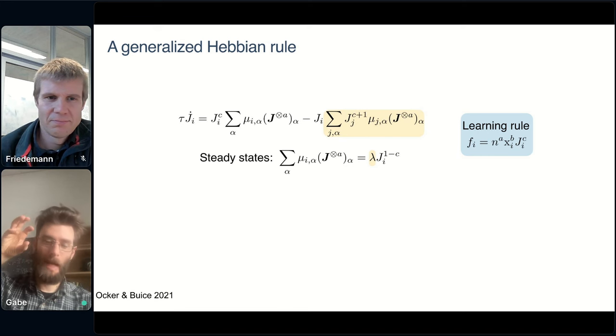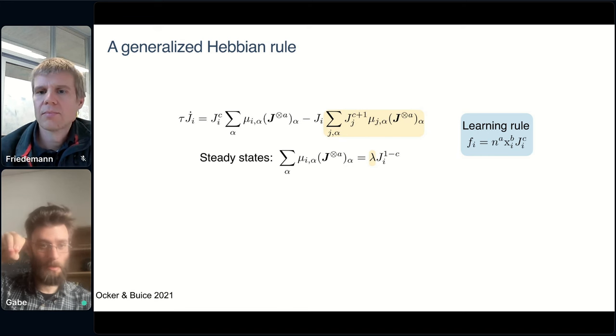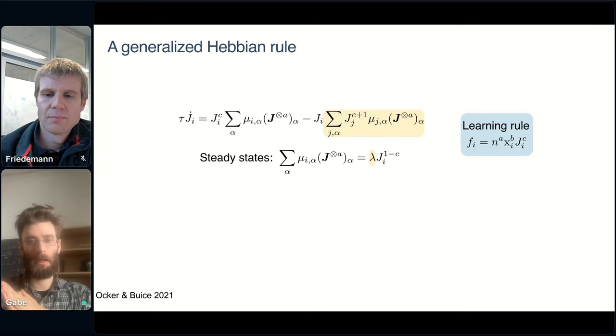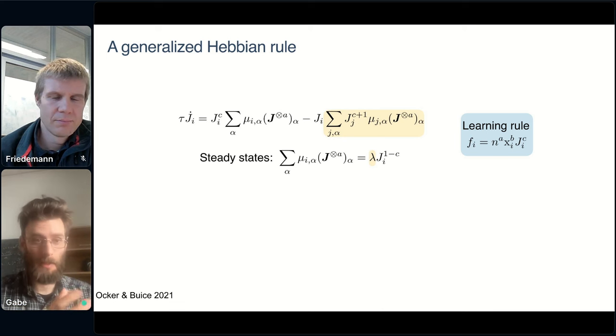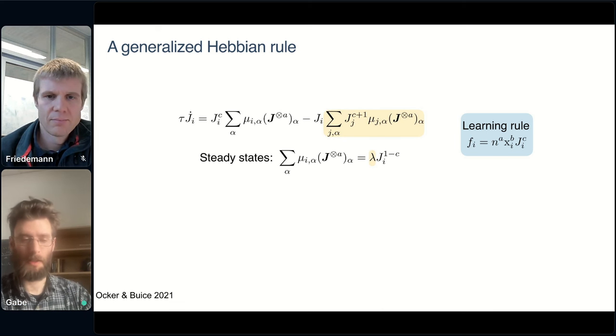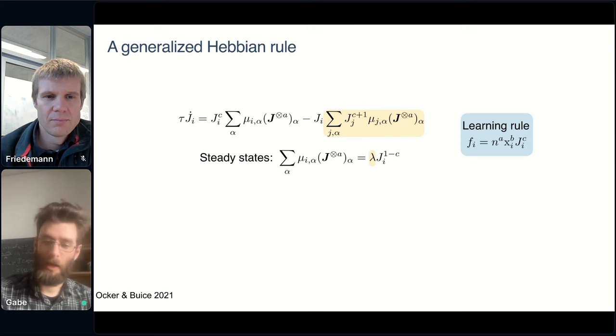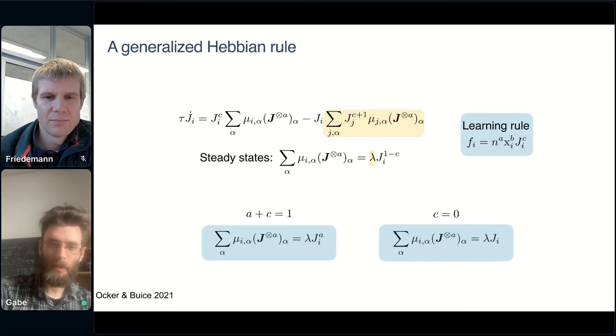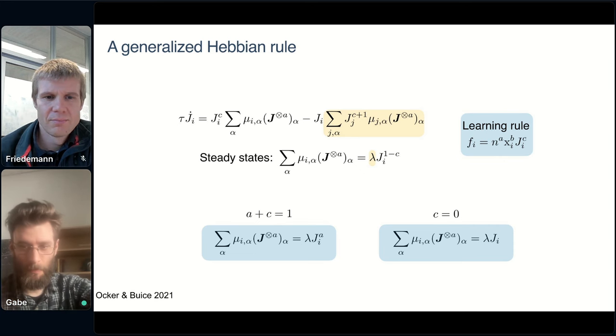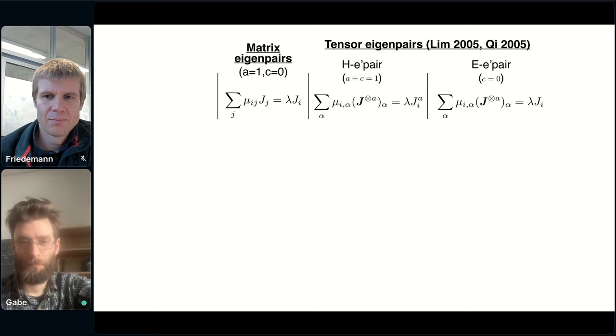C was how the current synaptic weight affected the learning dynamics. So we have a generalized family of invariants of the input correlations that are steady states of this learning rule. And in two particular special cases, this reduces to things that people have studied before, different flavors of tensor eigenvectors and eigenvalues of that higher order input correlation.